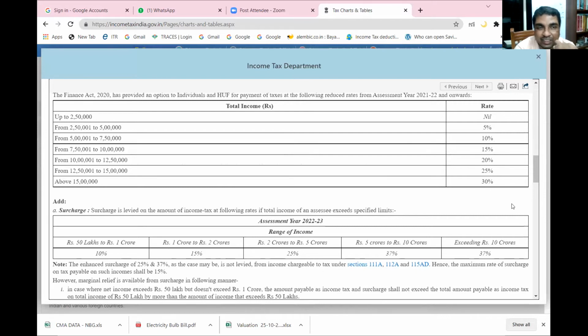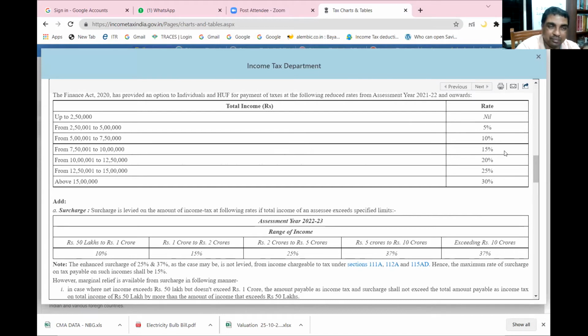Is it done? So now you must have observed that these rates are relatively lower than the previous ones. Yes or no? Yes, sir. These rates are relatively lower.